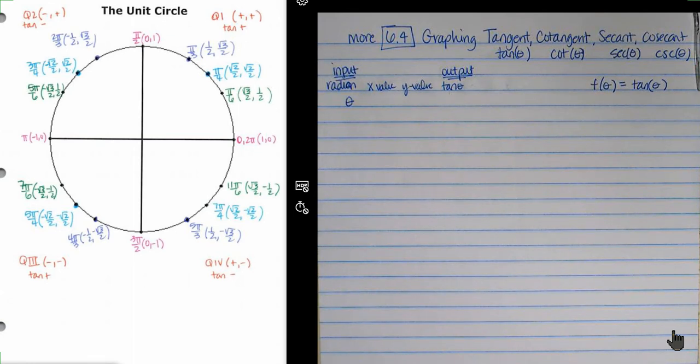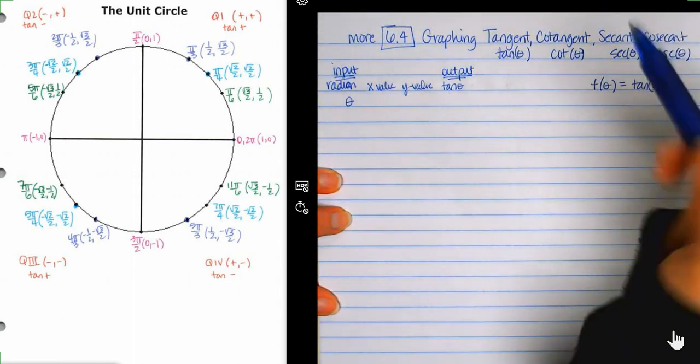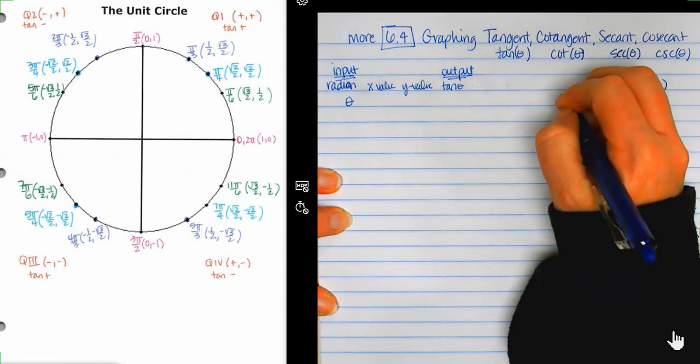Got an input value that's a radian measure. That's a place on the unit circle, 0 or pi over 6 or pi over 4. And then tangent considers the x and the y value. So let's look again at what tangent measures.